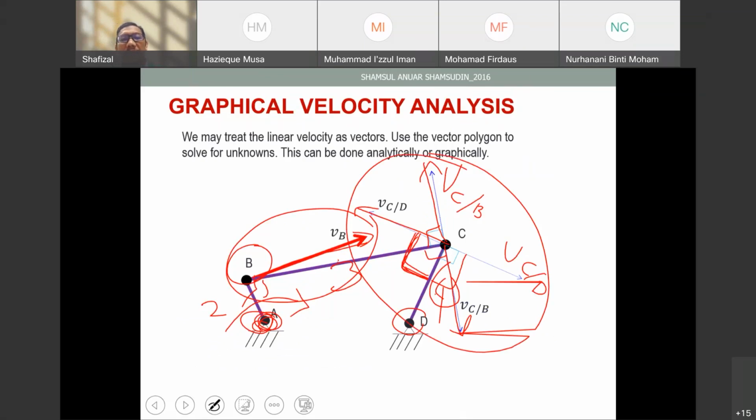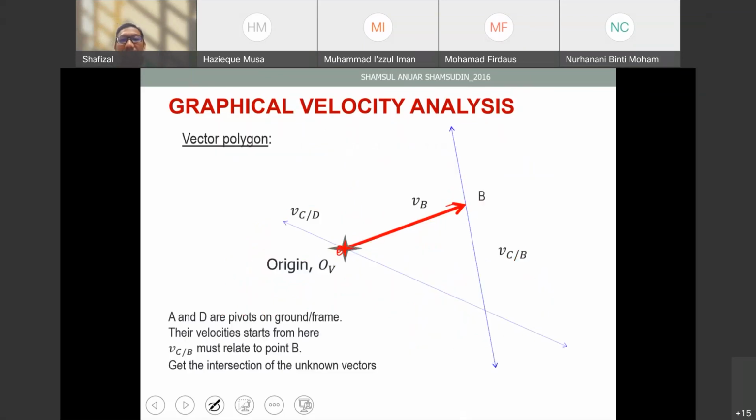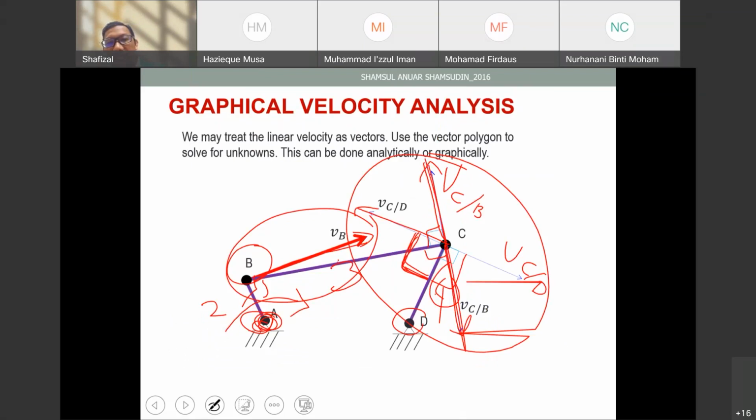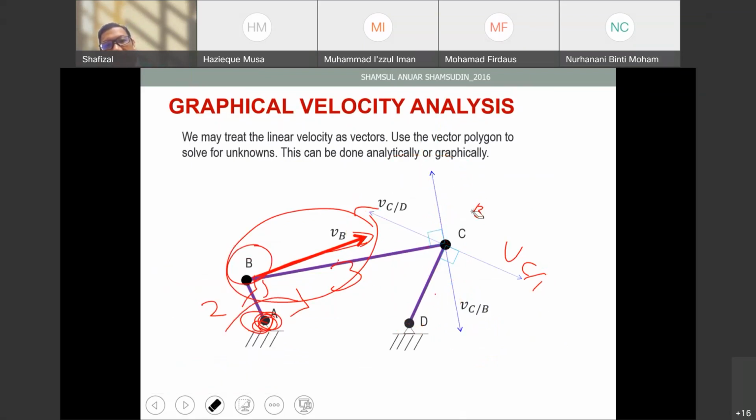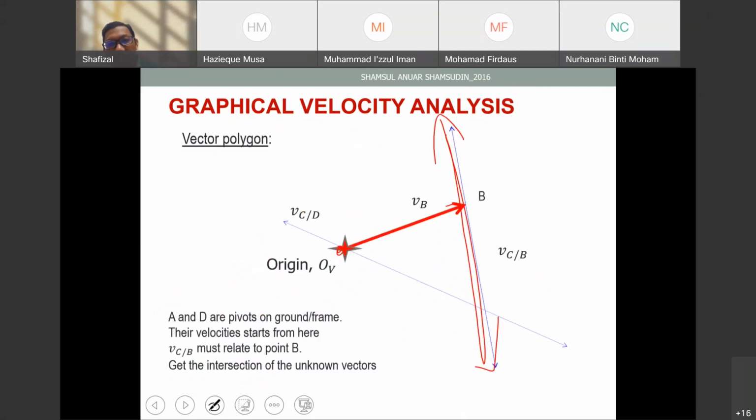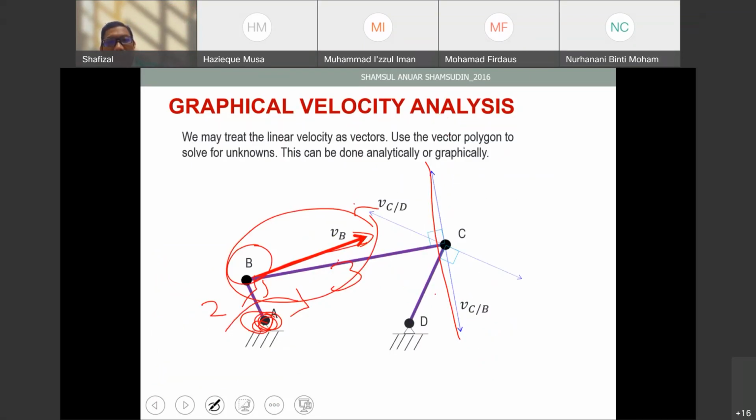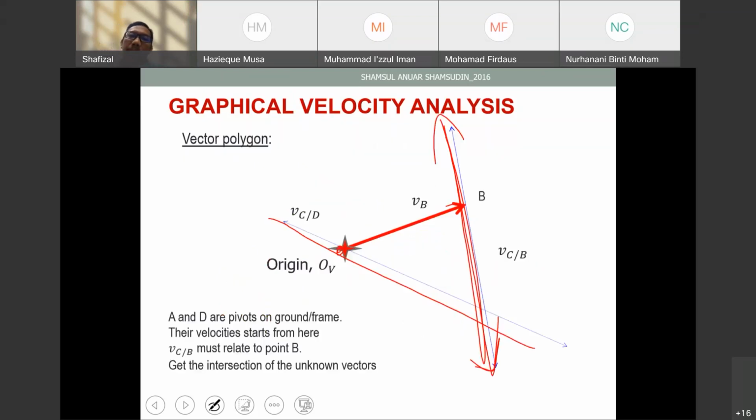The next one is we have to join all the vectors. For this case, kita ada VCB. So this is VCB kan? Atas dan bawah. This is VCB. I think I need to erase this, clear everything, so that you can see this clearly. So this is VCB. So kita lukis VCB. And then this one is VCD. Right, nampak VCD. So kita punya drawing is similar to this one.